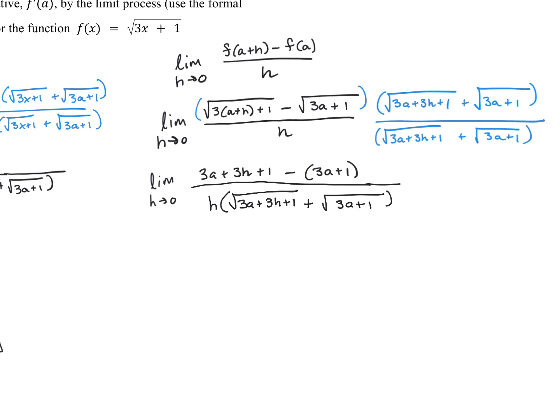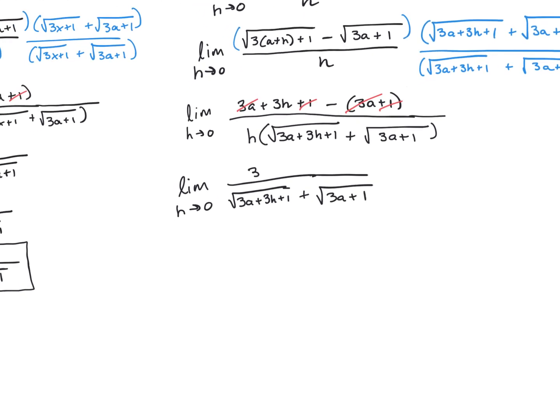Let's simplify a little bit. So here, 3a and 3a cancel out. 1 and 1 cancel out, and that leaves us with 3h over h, so the h's will also cancel out. So the limit as h approaches 0 of 3 over the square root of 3a plus 3h plus 1 plus the square root of 3a plus 1.